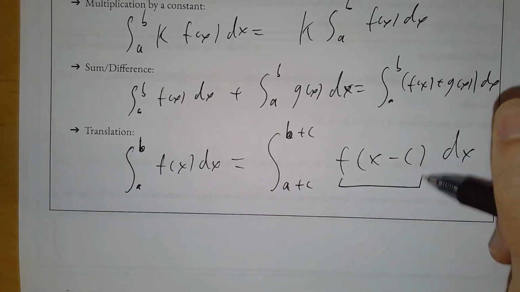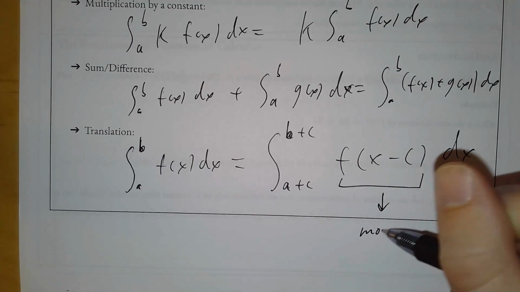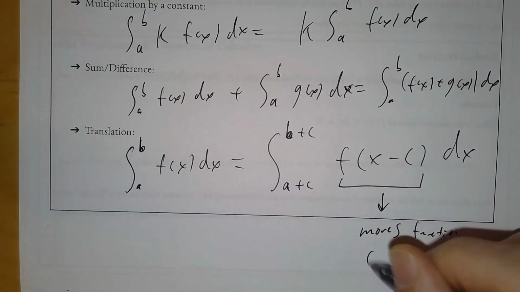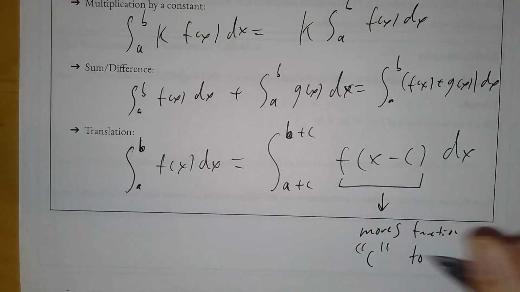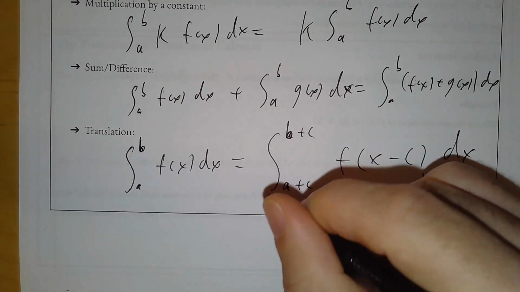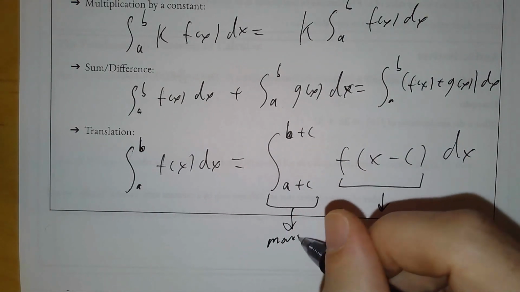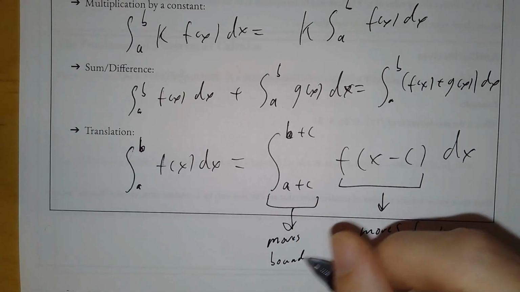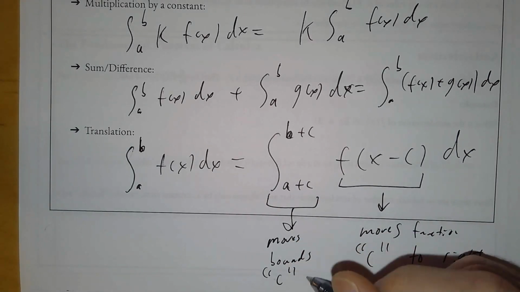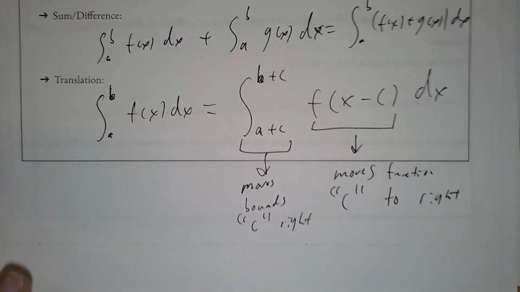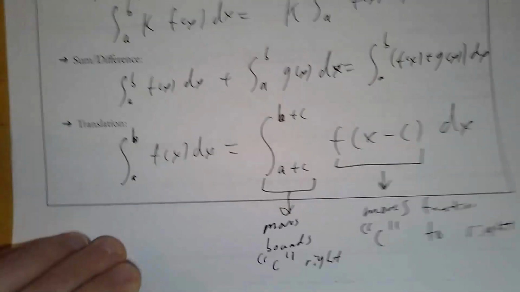So just so you know, this moves the function c to the right, and this here moves the bounds c right. So if you're moving both of them together, then it never changed. That's the idea of this.